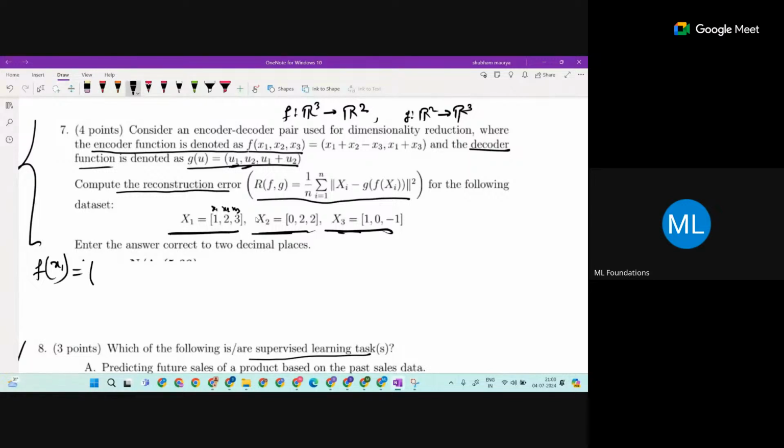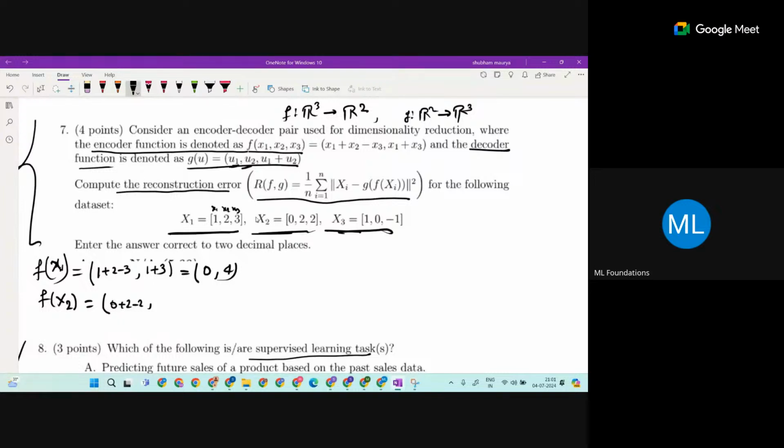So F1 is going to be 0. What is that? 1 plus 2 minus 3. Next is 1 plus 3. What is F? So here is F of x1, F of capital X2. So let's calculate. This is 0 and 4. And F of capital X2 value is going to be 2 minus 2. 0 plus 2 minus 2.